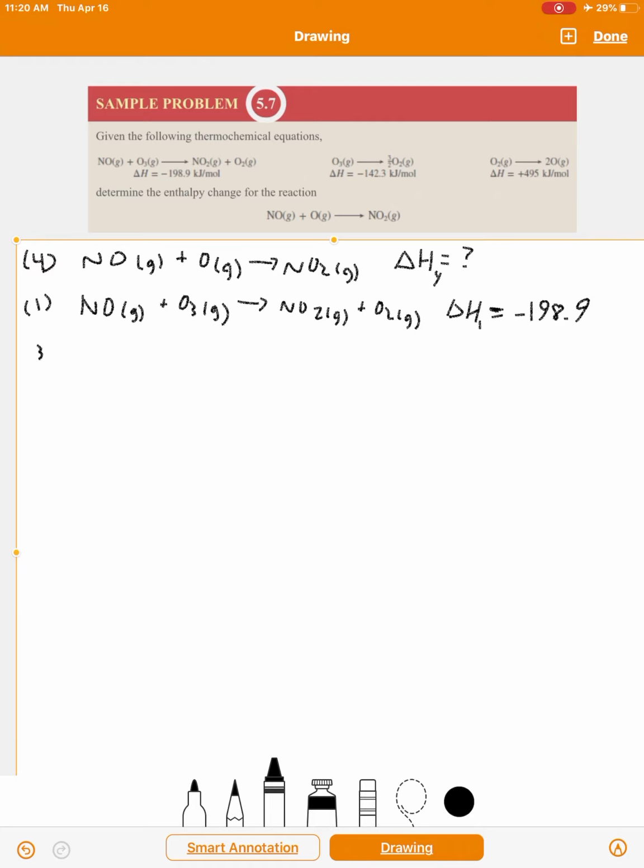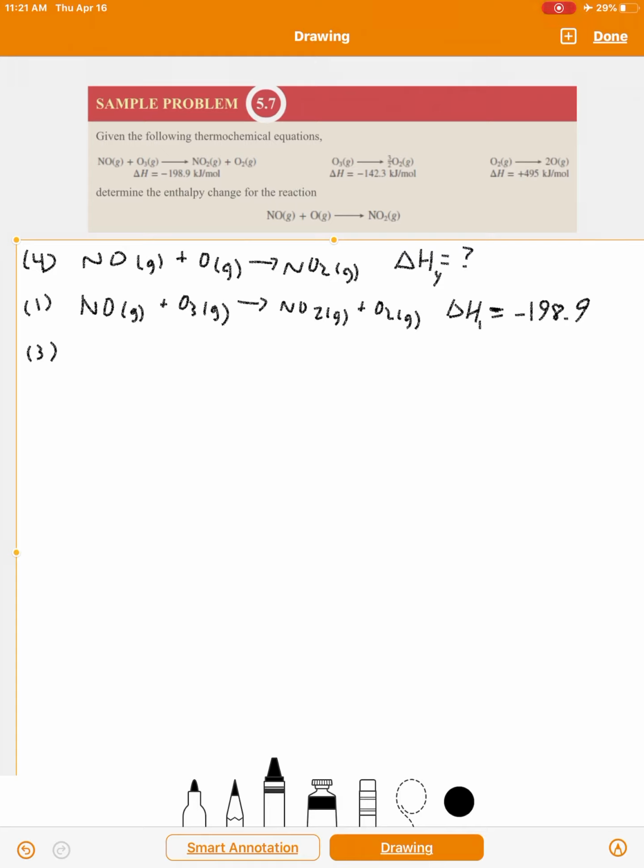So I'm going to take equation 3, and I'm going to reverse it. But there's another change I have to make as well. The coefficients are not the same. Instead of being a 1, as it is in equation 4, it's a 2 in equation 3. So I have to multiply equation 3 by a half to make that coefficient a 1. So I'm making two changes to equation 3. I'm reversing it, which, by the way, changes the sign of delta H. So it becomes a negative.